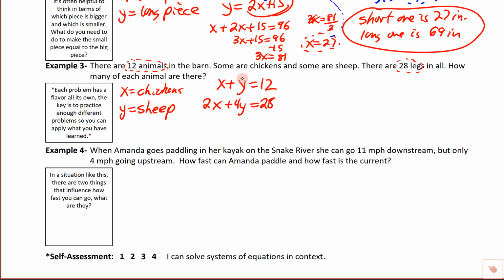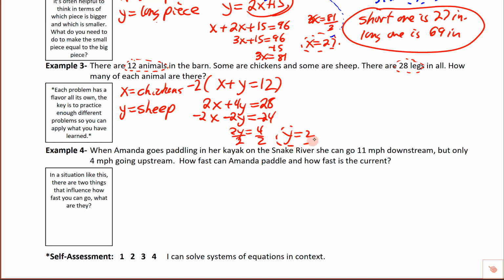Now, you could solve this one using substitution if you want to. Again, I'm going to solve this one using elimination, because we just did one with substitution. So I'm going to multiply by -2. That's going to give me -2x, -2y, and -24. The x's are going to go away, so we end up with 2y equals 4. And then when we divide by 2, we end up with y is equal to 2.